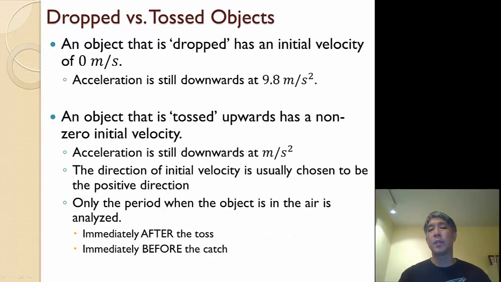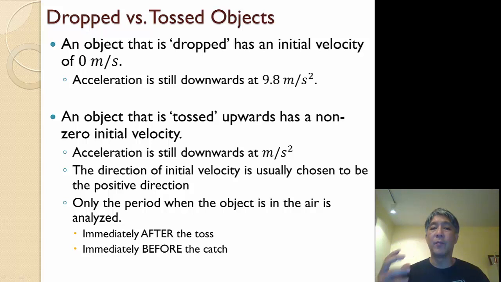So there's a difference between objects that are dropped versus objects that are tossed. An object that is dropped has an initial velocity of 0 meters per second. I simply hold it, I let it go, it starts to fall. So in this case my acceleration doesn't change, it's still going to be downwards at 9.8 meters per second squared. If I throw an object upwards, it will have a non-zero initial velocity. Although my velocity will be upwards, my acceleration will be downwards. So they will have opposite signs.